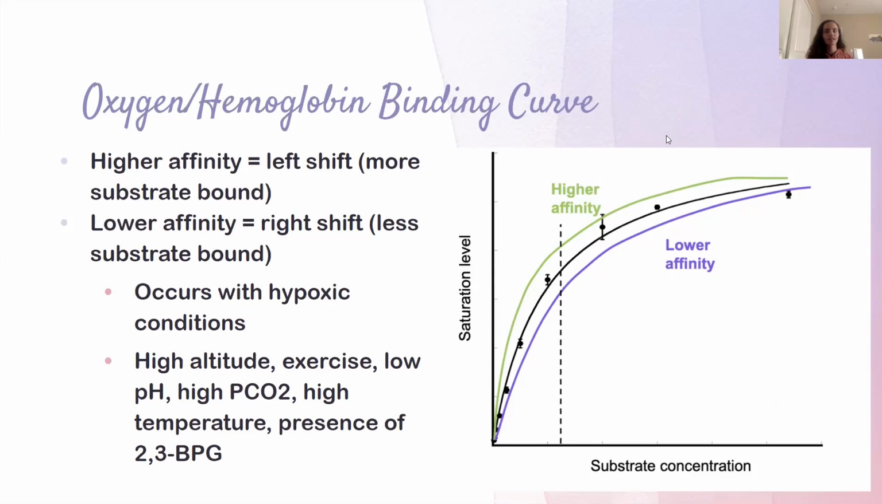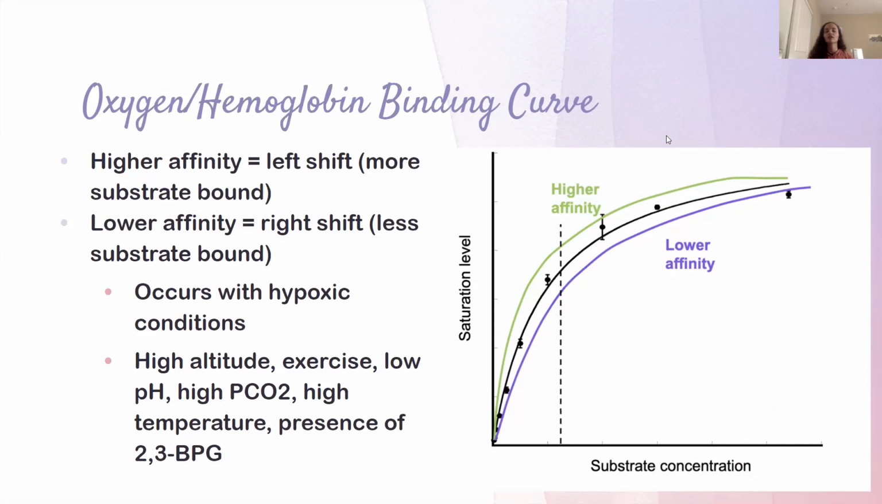So the oxygen hemoglobin binding curve. When we have a higher affinity, we have a left shift in the curve. And when we have a lower affinity for oxygen, we have a right shift. So again, this occurs with hypoxic conditions. Hypoxic just means low oxygen.